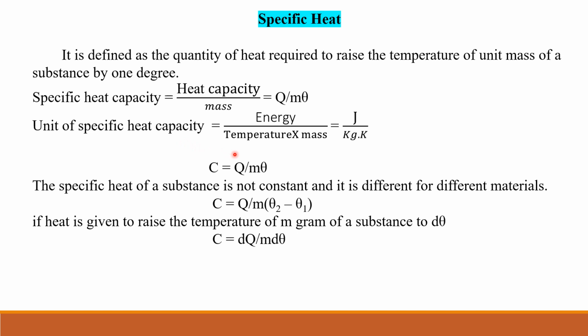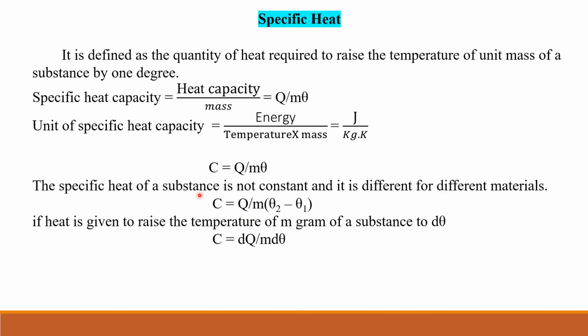Now the unit of specific heat capacity. What is the formula for specific heat capacity? Energy by temperature into mass. The unit of energy is joule, the unit of temperature is Kelvin, and the unit of mass is kilogram. So the SI unit of specific heat capacity is joule per kilogram per Kelvin.